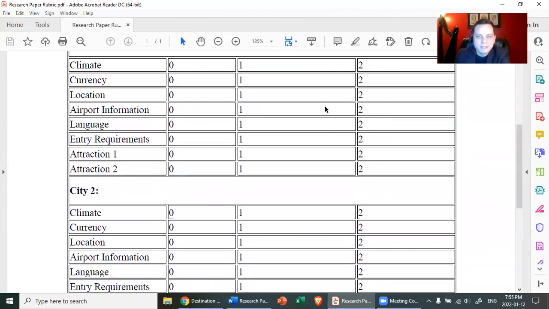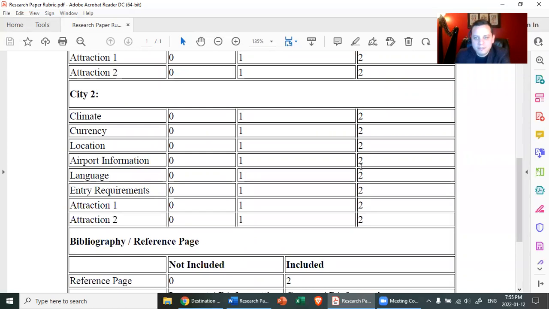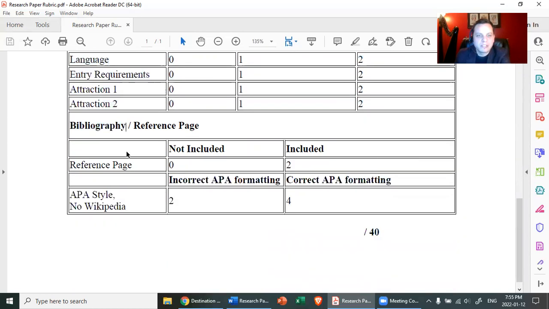Okay, same with all of this. We've talked about all of it already. City number 2 is here, talked about that already, and your bibliography reference page. Is it even there? No, then you'll get 0 for that section. Is it included? Then you get 2. So 2 marks just to remember to do the reference page.